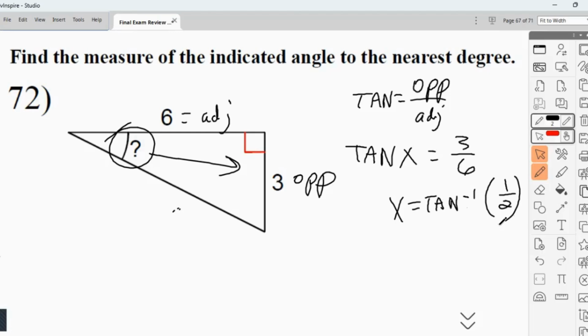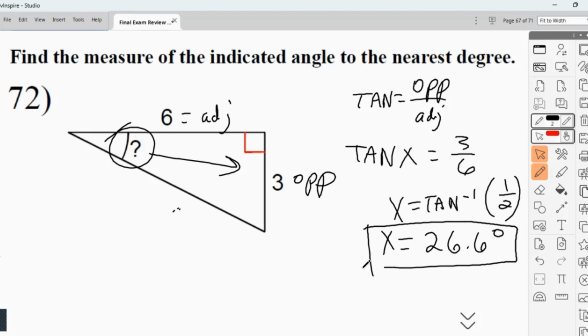I just got to do it. My bad. x is equal to, in this case, 26.6 degrees. Make sure while you're doing this that your calculator is in degree mode. You don't want to mess around and get all kinds of weird answers. So just a little bit of a heads up. All right, 72 is done. Let's keep it moving.